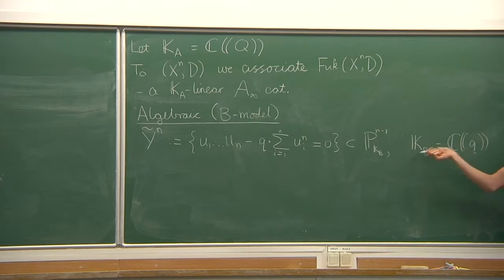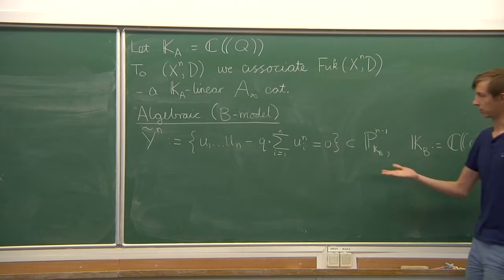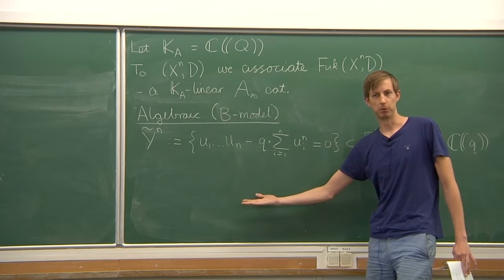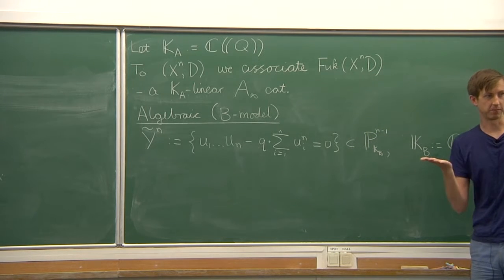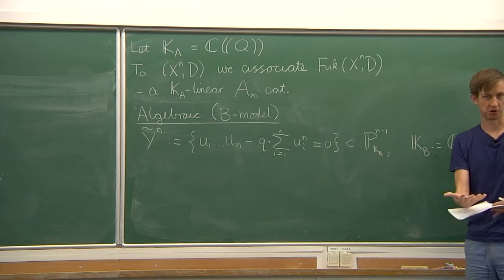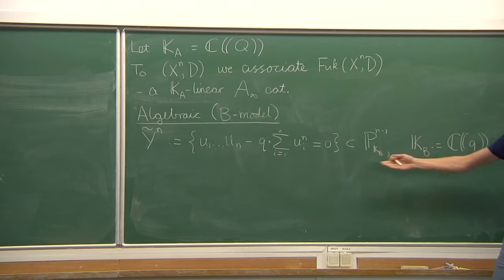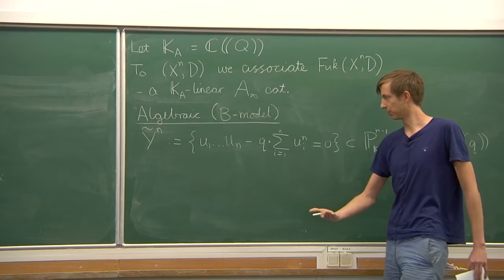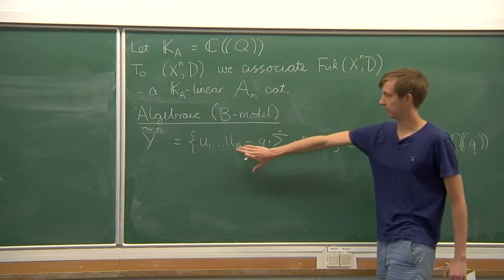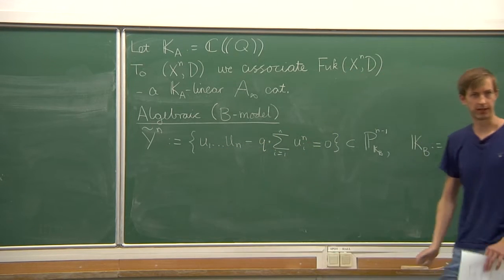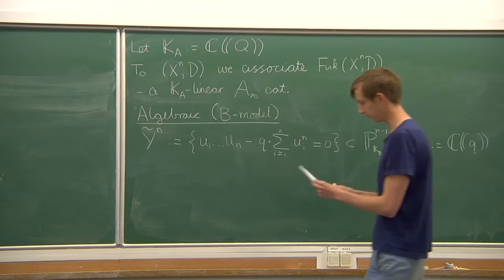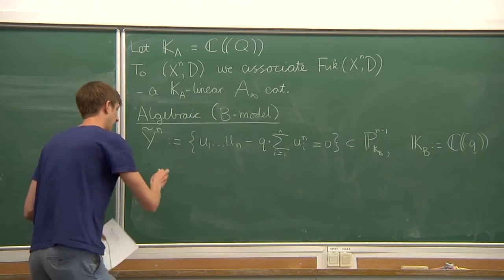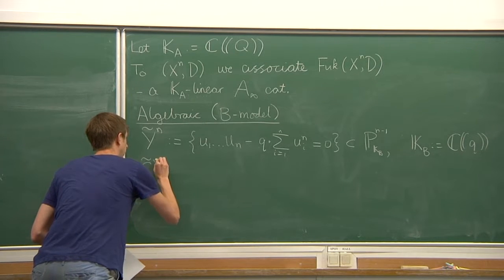So you can think of Spec of K_B as the formal punctured disk. So you can think about this variety as living over the formal punctured disk, as kind of being a family of varieties over the formal punctured disk. It's parameterized by this variable Q. And of course, if you tried to fill in Q equals zero in this family, you would forget this term and you would get some very singular variety. It's just the union of hyperplanes. But this is not quite the variety we're going to look at.